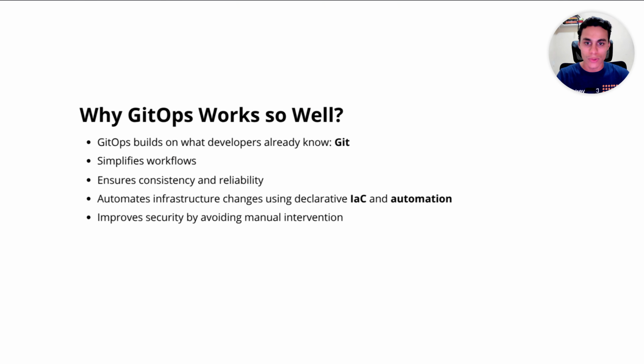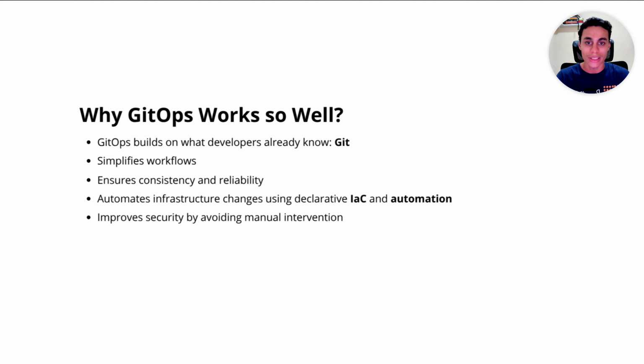And here's why GitOps works so well. GitOps builds on something developers already know and use every single day, which is Git. You're already using Git for your application, right? GitOps just extends that same principle to everything else: your infrastructure, application configuration, and even operational procedures. Everything is stored in Git, making changes easy to track, test, and roll back if needed. And any change you make is automatically synchronized with your live environment. So that simplifies your workflow and ensures consistency at all times.